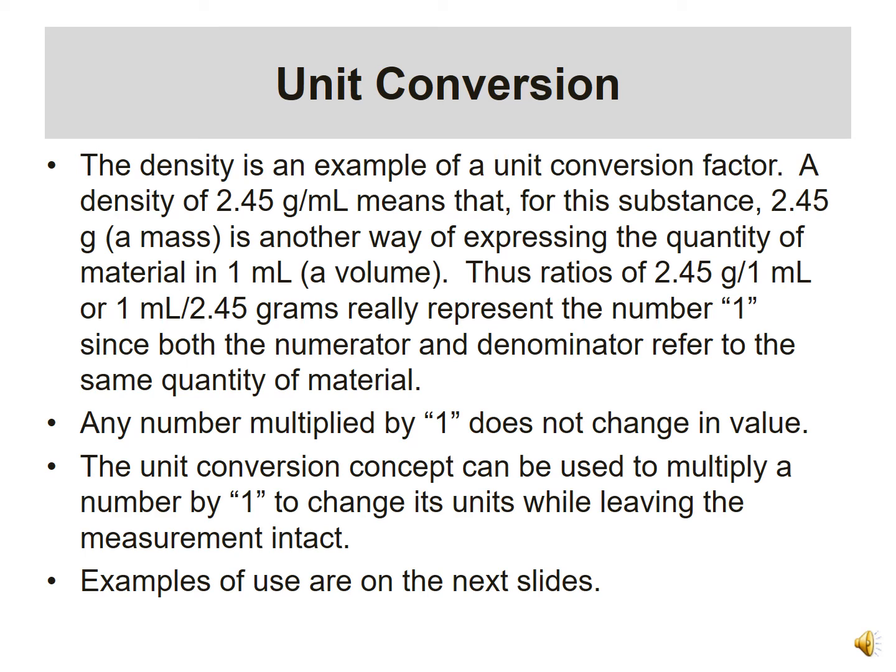Okay, so I can think of that ratio as really, if I take 2.45 grams of this material and divide it by 1 milliliter, that's equal to 1. Or the other way around, if I take 1 milliliter and divide it by 2.45 grams, it really represents 1. And that's called a conversion factor. Another thing from algebra you might remember is that any number multiplied by 1 does not change in value. So I can multiply a number by 1 all day long and I don't change the actual value of it.